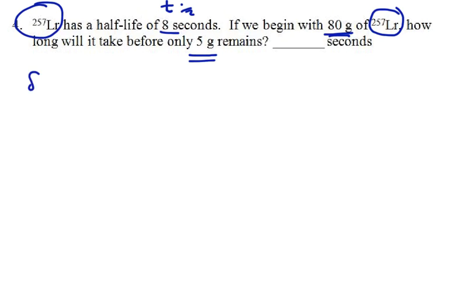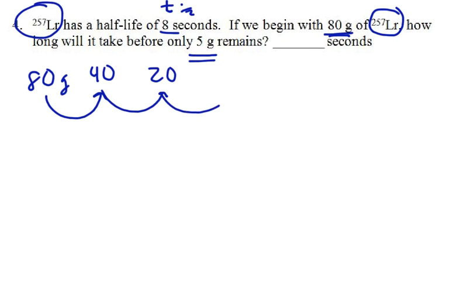So we would say, okay, we have 80 grams. After one half-life, we would have 40 grams. After another half-life, we would have 20 grams. After another half-life, 10 grams. And finally, we get down to 5 grams.